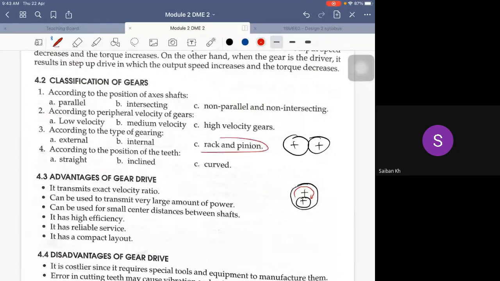Rack and pinions, something like this. There would be a rack like this, and there would be a pinion, a small gear with a toothed wheel all over it. If you move this rack to and fro, your pinion would rotate. Such an arrangement is known as a rack and pinion type.